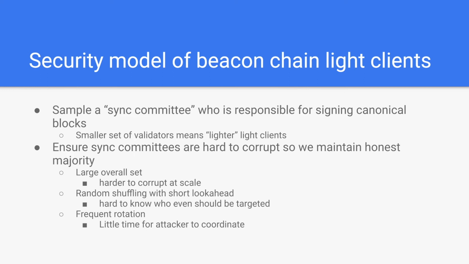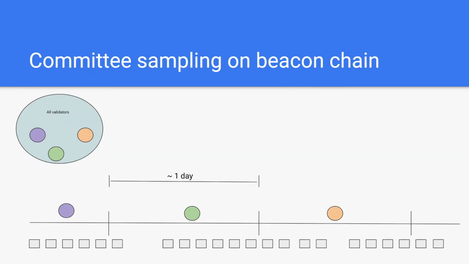And then, along with that, we have the frequent rotation, where, again, this period is only like a day. So even if you do know the committee and they come to serve their term, so to speak, you only have so much time to actually coordinate them. And if it's this large randomly sampled set, it becomes quite hard to imagine how you even start doing that.